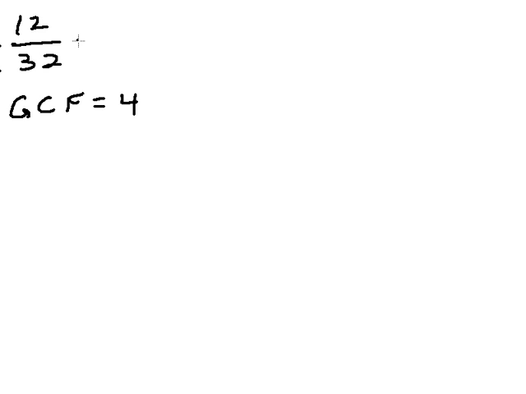There's a technique called canceling. 12 divided by 4. We use a shorthand technique. It's called canceling. 12 divided by 4 is 3. 32 divided by 4 is 8. We just cross out the numerator, replace it with the quotient of 12 divided by 4. We just cross out the denominator, replace it with the quotient. It's a shorthand technique. Very popular shorthand technique.